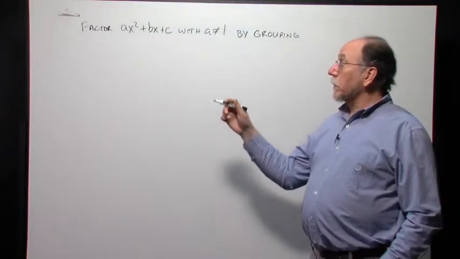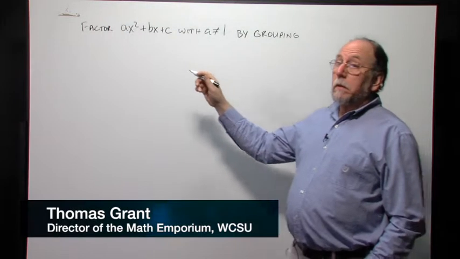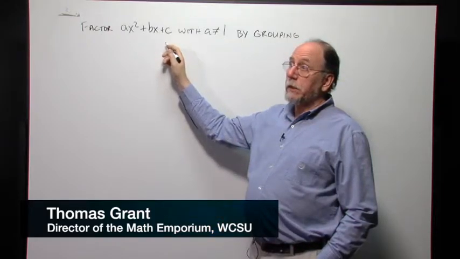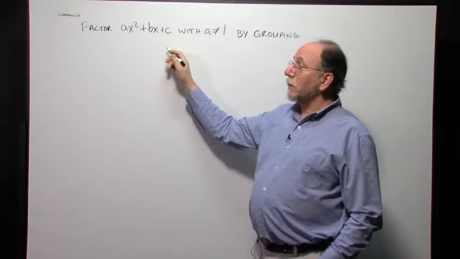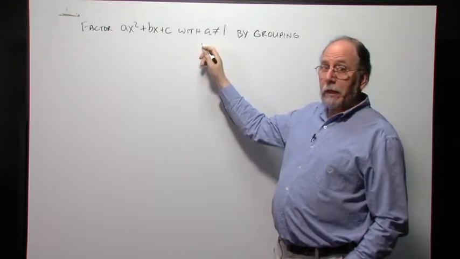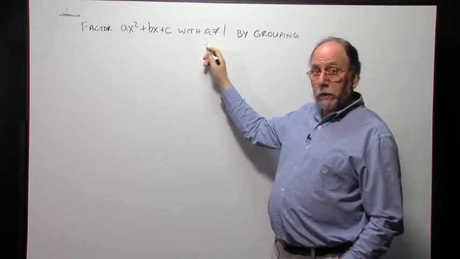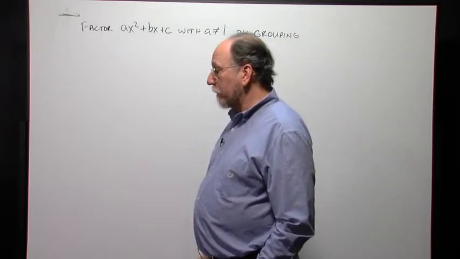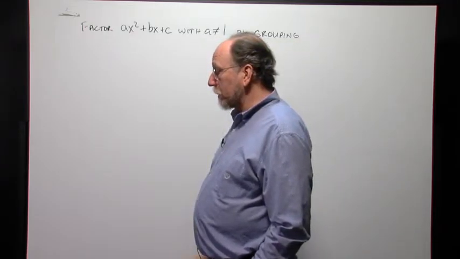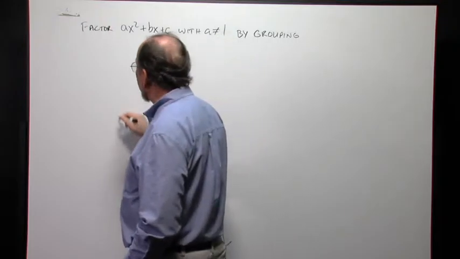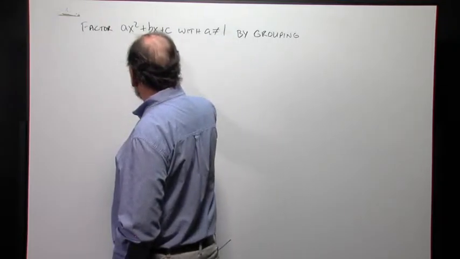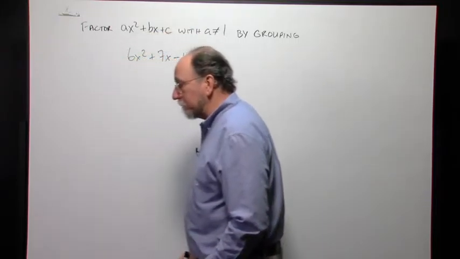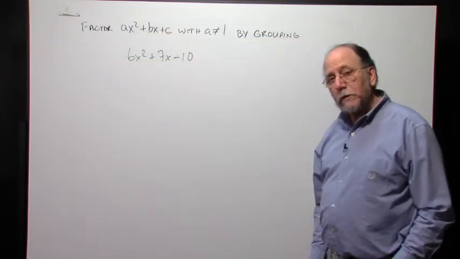So in this video we're going to factor a trinomial like this one, ax squared plus bx plus c. And these are a little harder. They're the ones that have a not equal to 1, so some other number. And the one we're going to factor is 6x squared plus 7x minus 10 as our example.